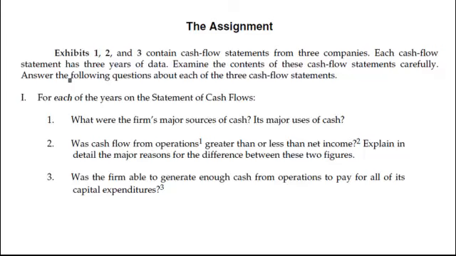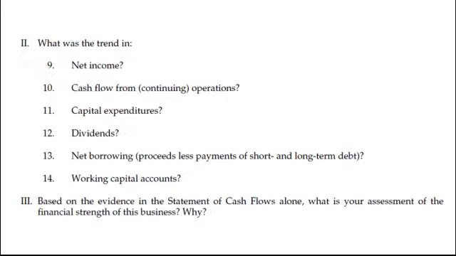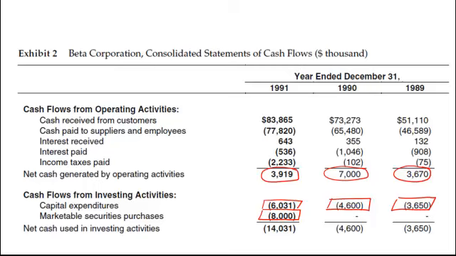The second question in the case requires us to examine the cash flow from operation with respect to net income. Which one is larger? And we need to explain in detail the major reasons for the difference between these two figures. In our case, the statement of cash flow is slightly different than Alpha, and actually slightly different than Gamma.